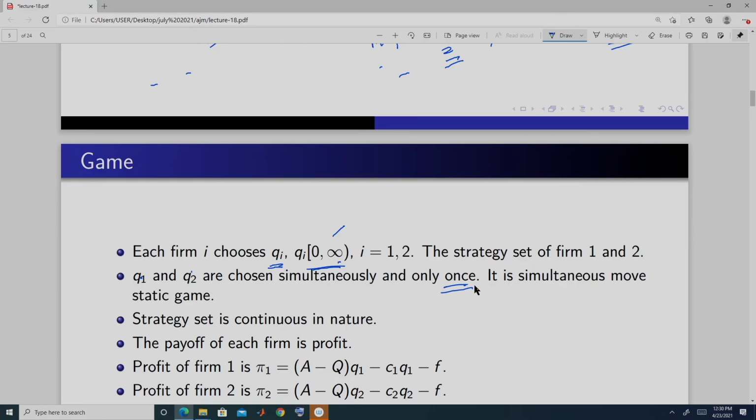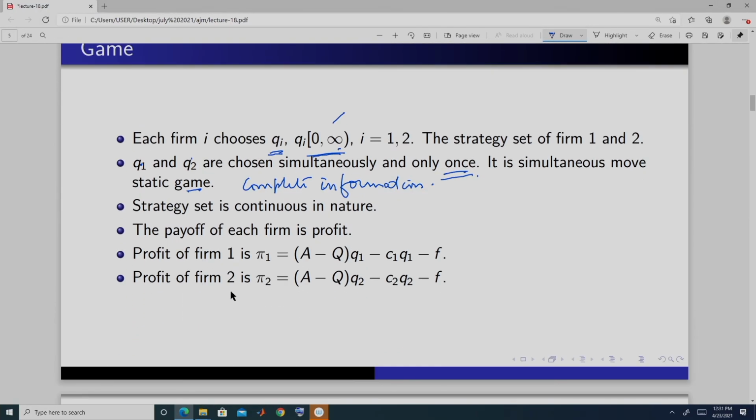Right. Now, this is a simultaneous move static game. Now, this is also a complete information game, complete information in the sense that farm 1 knows the payoff function of farm 2. So, this is known to farm 1 and farm 2 also knows this. What are these? I will come to it.